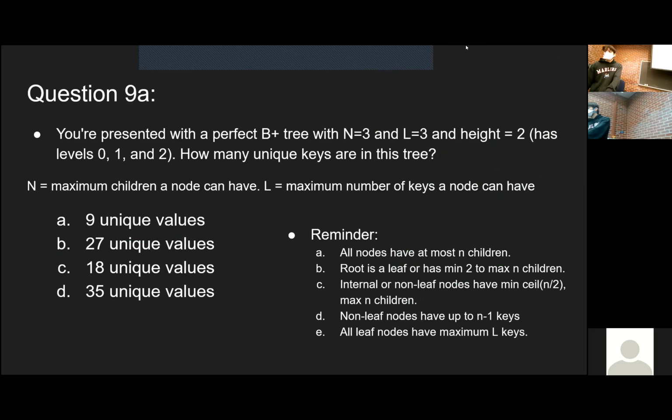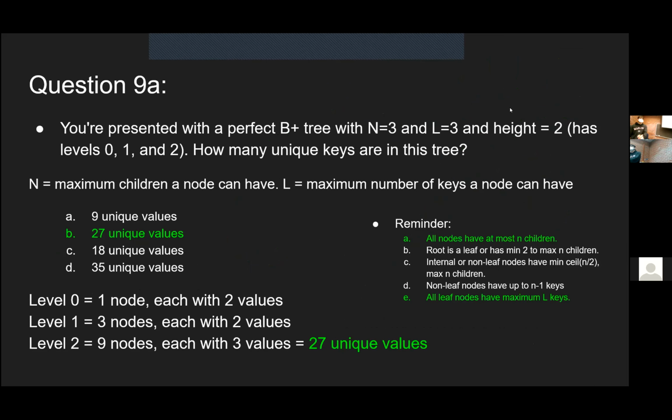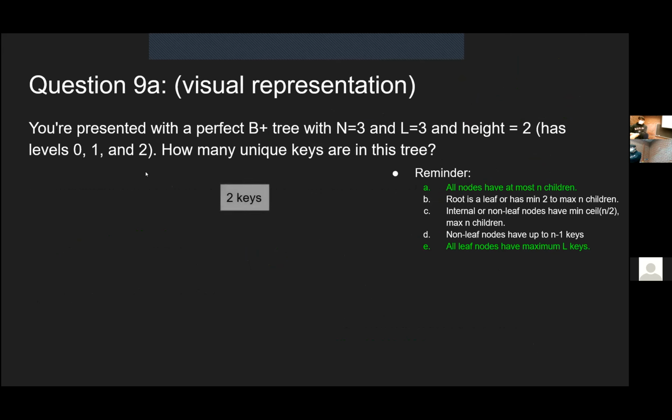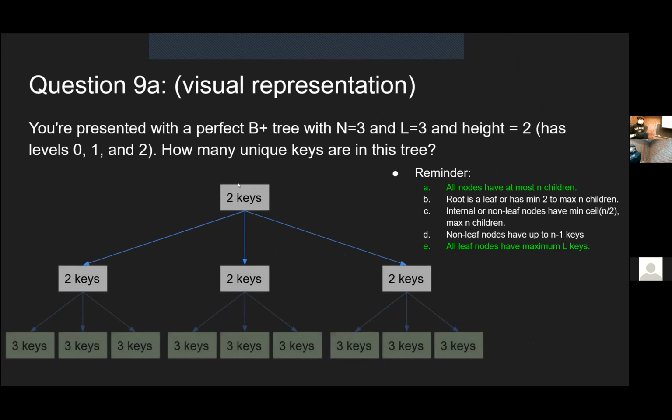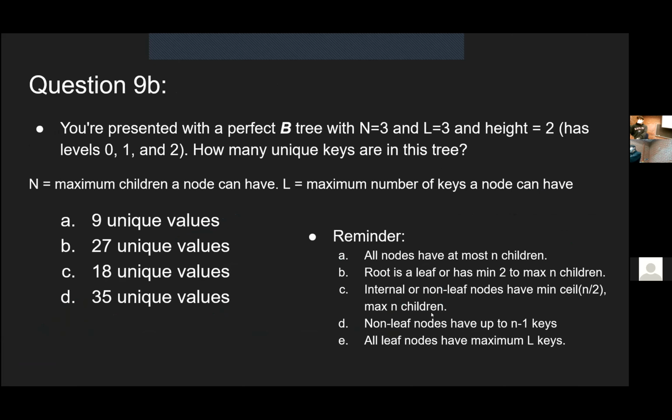We see this one's 27, and hopefully the next example covers even more, because a B tree is going to be similar, a little bit different. So we're going to see a visualization here. Each of these has 2 keys, which is n-1 for an internal node, and then each of those has 3. But now for a B tree, it's a little bit different.